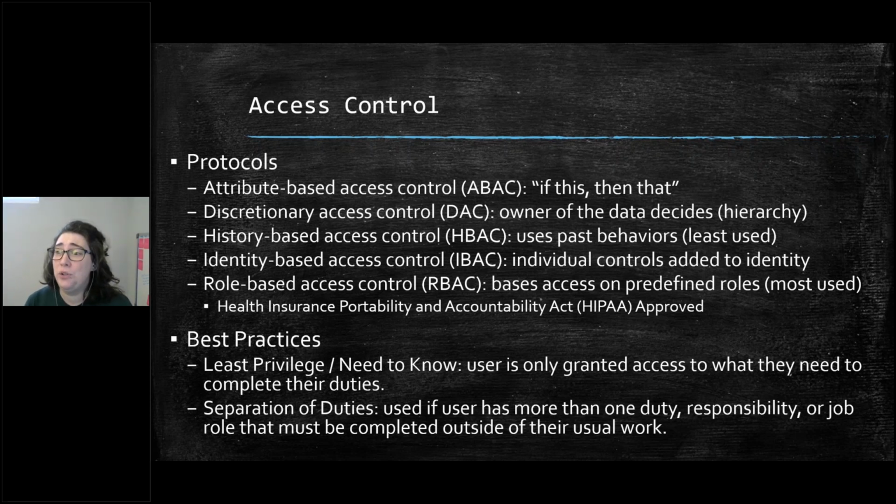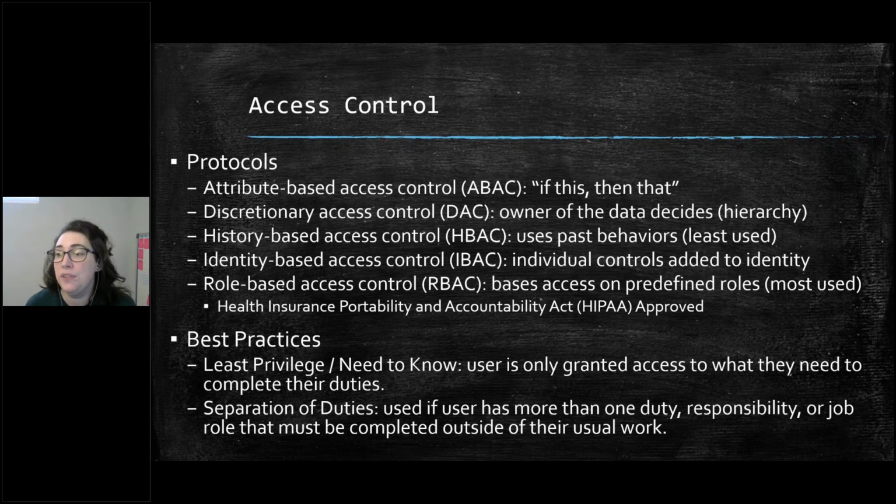Attribute-based access control is an if-this-then-that rule. It follows a guideline, so it determines whether a user should be allowed to access data or take certain actions, because it combines the attributes and rules from across the system. And this one's actually considered the most robust.